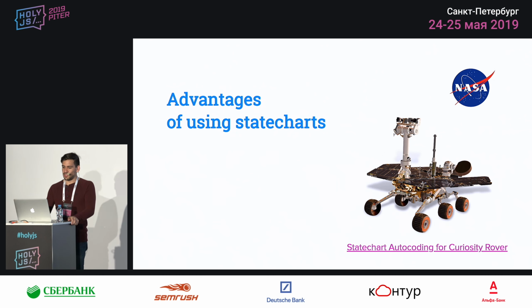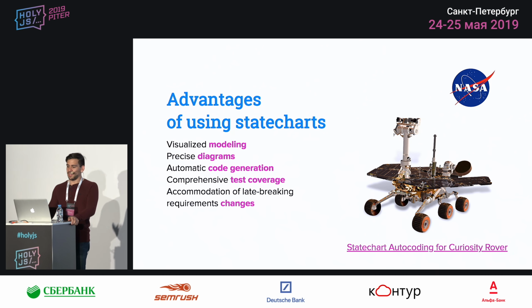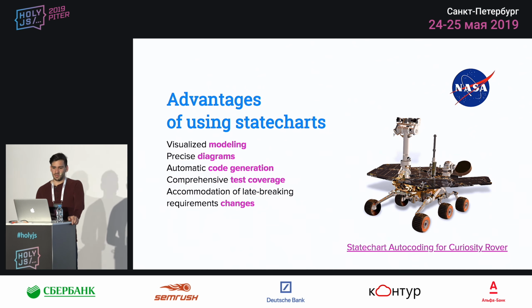There are many advantages to using state charts. It was used by the NASA Curiosity rover, and they cited many benefits to using it. And so that was really cool to find out. I recommend you Google this, search for statechart autocoding for Curiosity rover, and discover there's a really nice article on all of its benefits there.